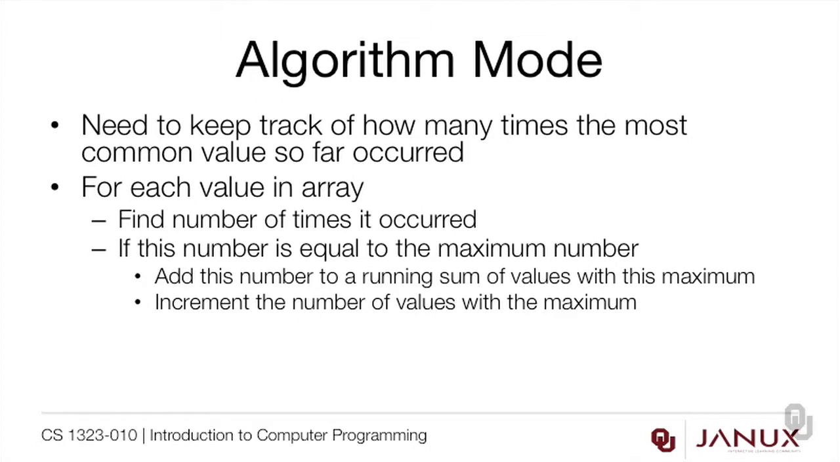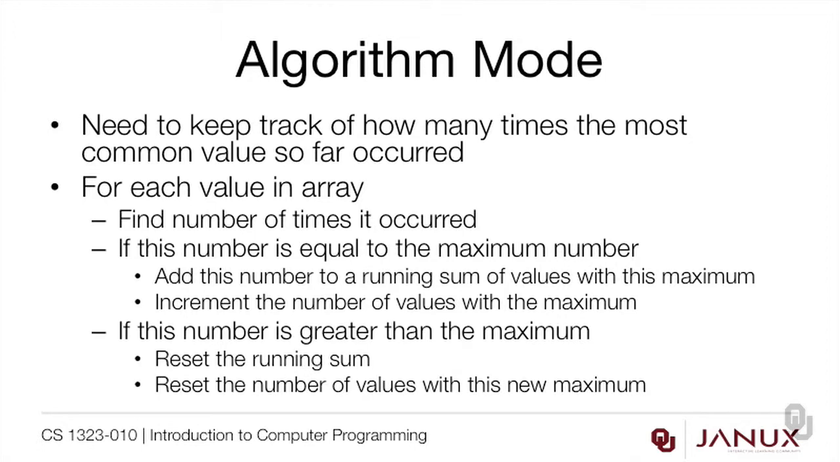Then we've got two different cases to consider. If the number of times this value occurred is equal to the maximum number of times that some other value has occurred, then we need to add to the running sum of the modal values and increment the number of modes that have been found. If this number is greater than the maximum, we need to reset the running sum and reset the number of maximum values that have occurred to 1.